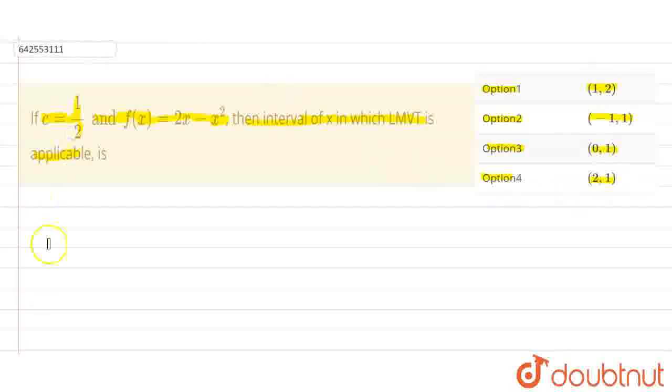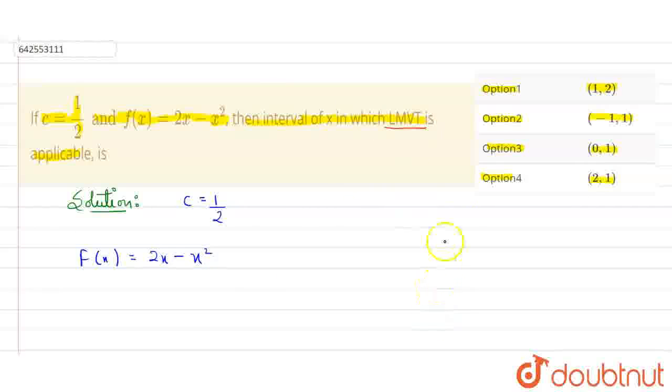So first of all, let me write this function, then I'll try to make you understand. These are the things given to us in the question. So what do we have to check? We have to check whether LMVT is applicable in the given intervals or not. Let me tell you what LMVT is. For checking its applicability, a function is given to us in the question, and limits are given to us, suppose a or b, and a value is given to us, that is c.